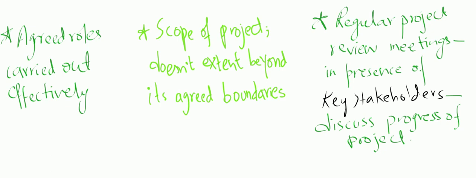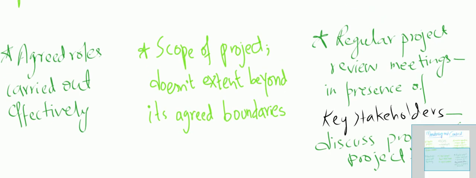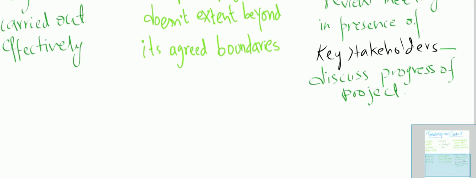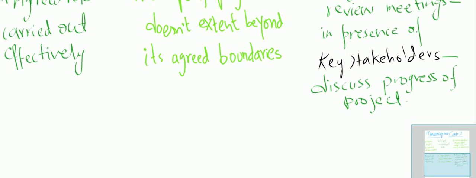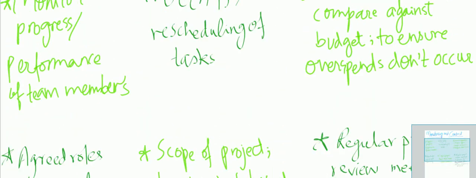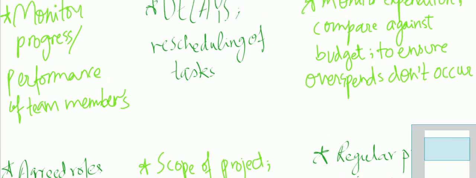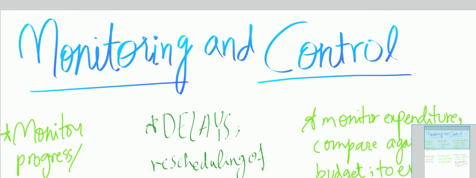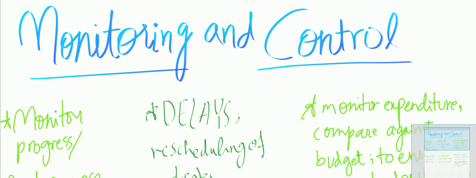So that's pretty much it. During the monitoring and control phase, you just need to check if everything is going as planned, whether it's the time or the resources or the budget or the roles and responsibilities. You just need to ensure that everything is going along as planned.